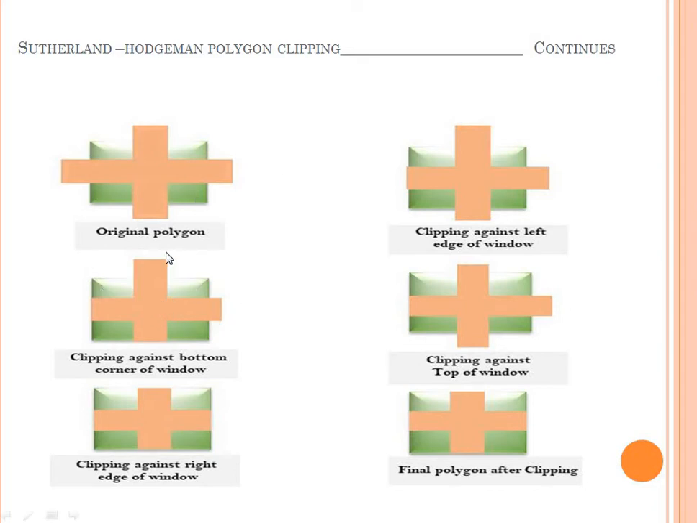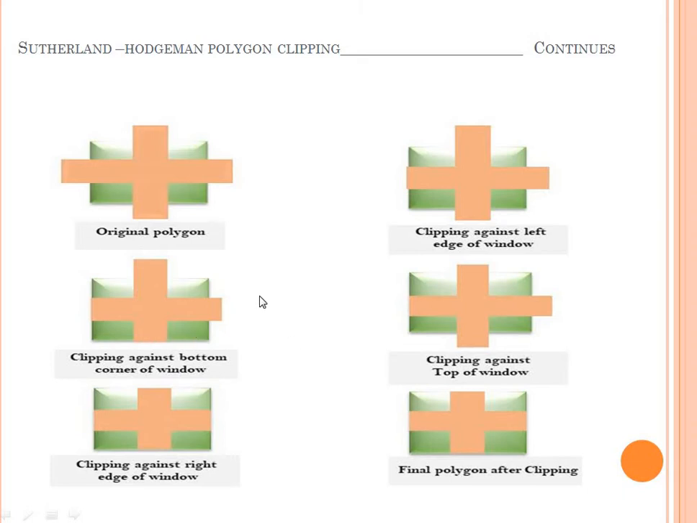Once again, this is the original polygon, and we remove the portion which is outside of the window. This is the left edge of the window. We clip against the left edge of the window, and this left clipping result is used for the next clipping, that is, bottom clipping. This is the clipping against the bottom edge of the window. The portions outside of the bottom boundary are removed.